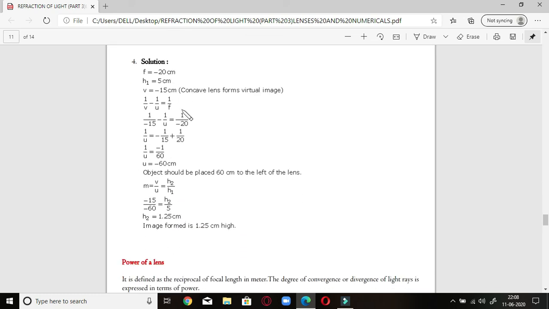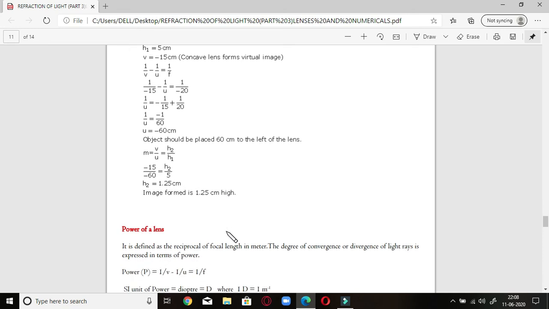When we use the formula, we will find that u should also be negative, so it came out to be minus 60 centimeter after calculation. I hope you know how to calculate this. So u is minus 60 centimeter, so the object should be placed 60 centimeter on the left-hand side. Next is the nature and size of the image. We will use the magnification formula. m is v upon u, that is h2 upon h1. Minus 15 by minus 60 is h2 by h1, so h2 is 1.25 centimeter. So the image formed is 1.25 centimeter high. This is how they are calculated.